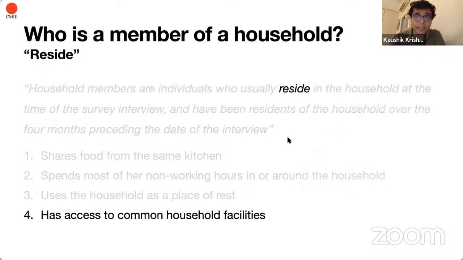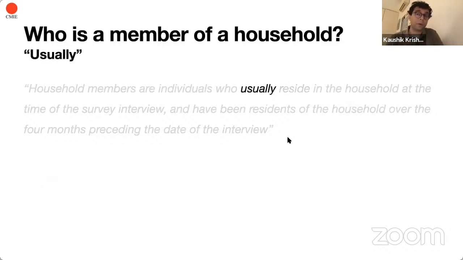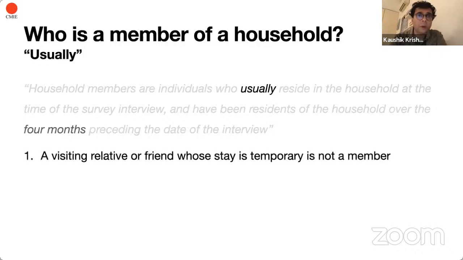Now that we have some sense of what this word reside means, let's focus on an equally important word, usually. So what does it mean for you to usually reside in a household? Well, there's a clue, and the clue is in the 4 months that's already in the definition. Let me try and elaborate this a little bit. Who's not a member of a household? If you have a visiting relative or a friend who stays temporary, they just happen to be there at the time of the interview of the household, those people are not considered members.